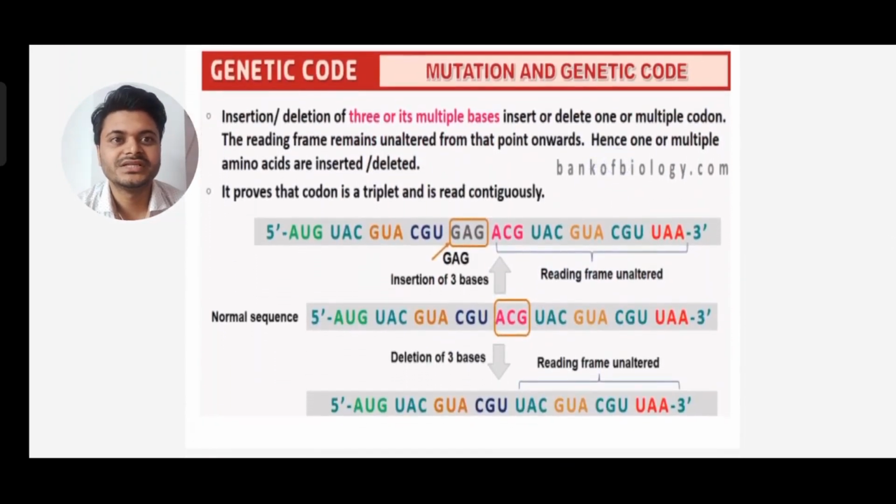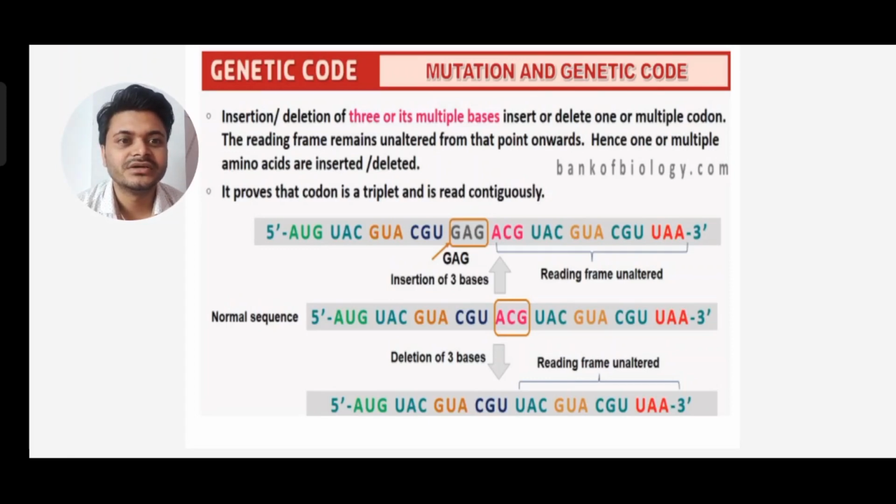Okay, now insertion or deletion of 3 or multiple bases inserts or deletes one or multiple codons. The reading frame remains unaltered from that point onwards. Hence, one or multiple amino acids are inserted or deleted. So it proves that the codon is a triplet and is read contiguously.